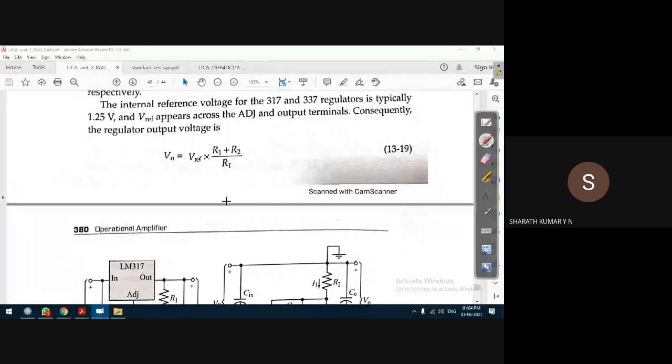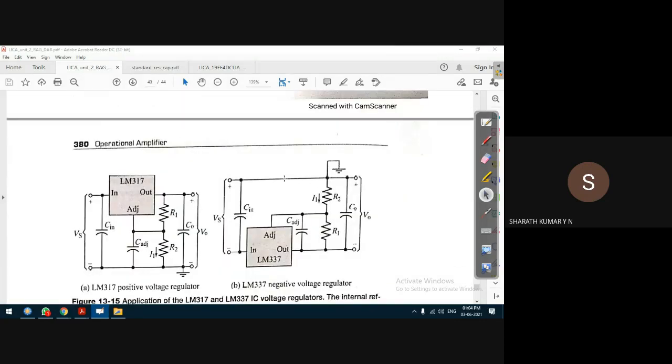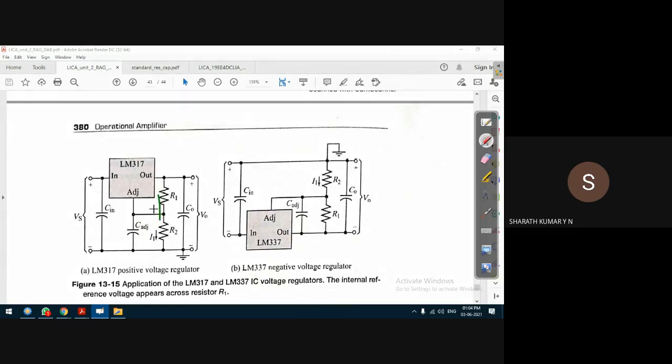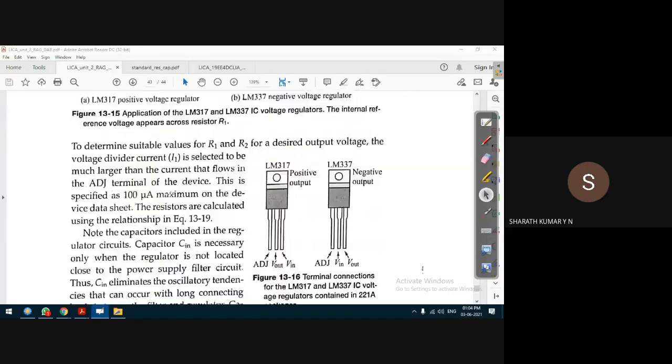When you know the current, from that you can find the values of R1 and R2, because output voltage is known. The output is known, Vreference is fixed, so current is known. Then we can find the values of R1 and R2. We know the current as 100 microamperes maximum. This point is V0, and this point is the adjustment voltage, the reference voltage. Based on that, we can find the value of R1. Similarly, R2 can be calculated.